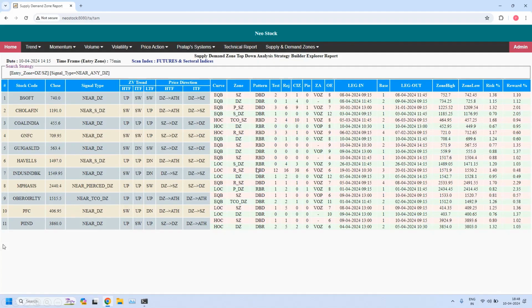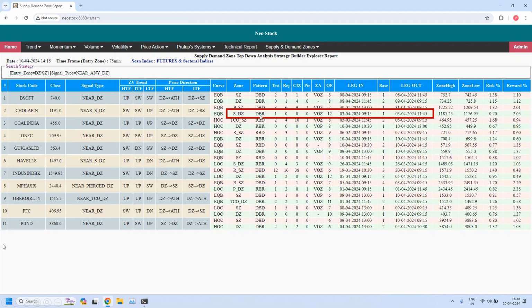As per this report, we got two zones, as I told you earlier. The first zone is this one. This is Cholamandalam Finance, and the time frame is 75 minutes. This is a 75 minutes high priority, high liquidity zone.